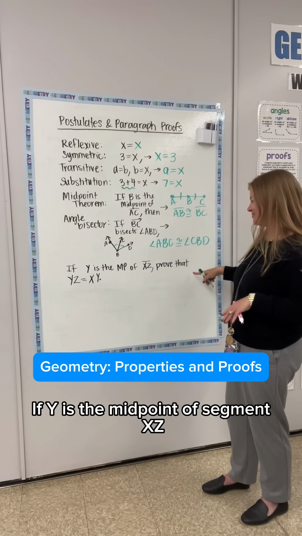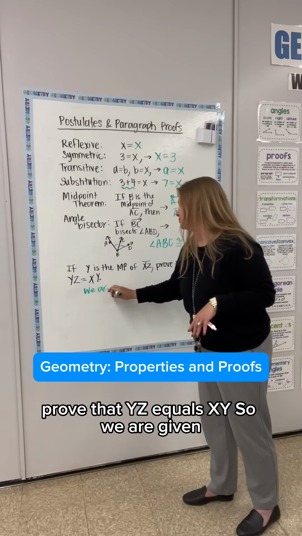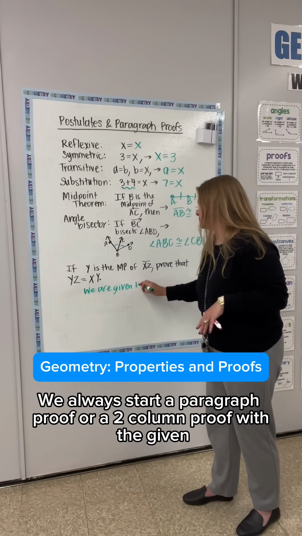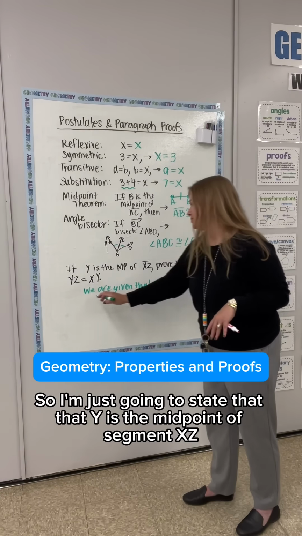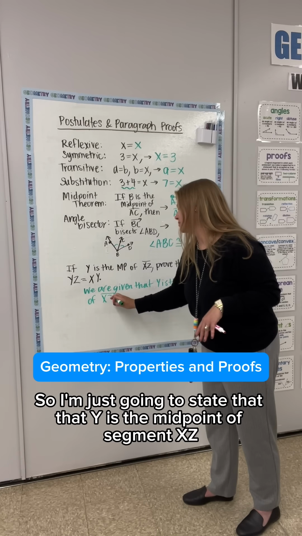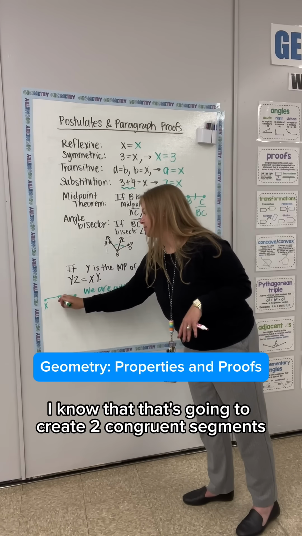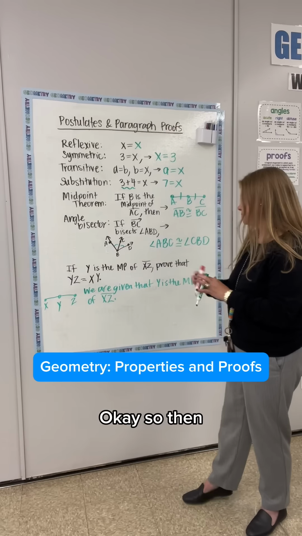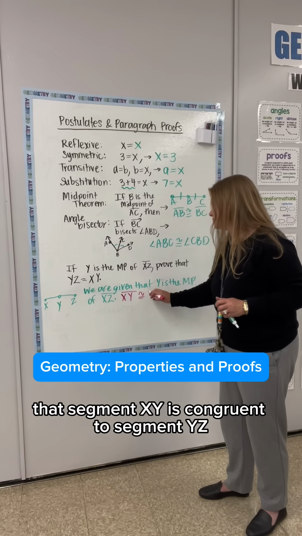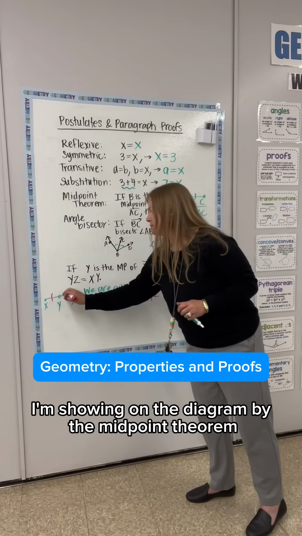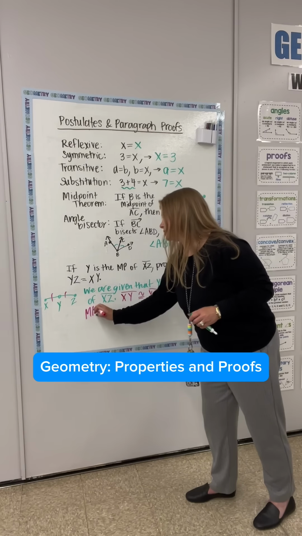If Y is the midpoint of segment XZ, prove that YZ equals XY. So we are given, we always start a paragraph proof or a two-column proof with the given, so I'm just going to state that Y is the midpoint of segment XZ. I then say, since it's the midpoint, I know that that's going to create two congruent segments. So then I'm going to be able to say that segment XY is congruent to segment YZ, as I'm showing on the diagram, by the midpoint theorem.